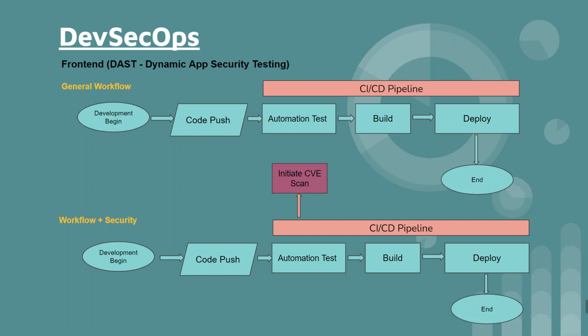But if you introduce the security process, then the flow would be: development begins, code push, and then as part of CI/CD, we start the CVE scan as well, which is the common vulnerabilities and exposures scan. And if any failure or any vulnerabilities are identified during this scan, then we are going to hold this entire process. We are not going to perform the build, deployment, and then finally releasing this to production.